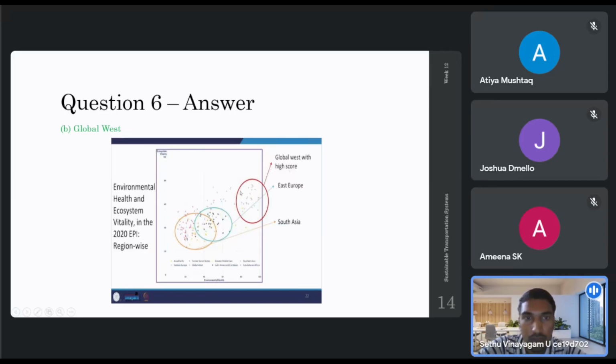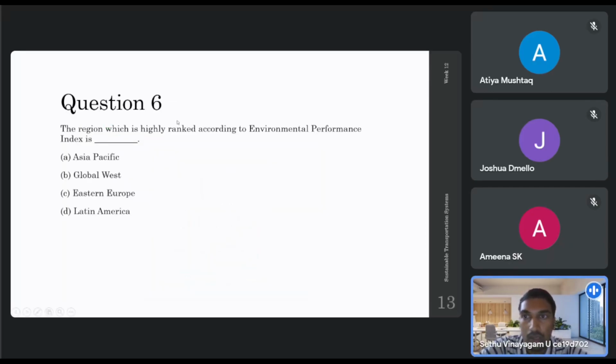Therefore, because the Global West has a high score on both vitality as well as environmental health, the EPI value will also be higher for the Global West. The question was about which is highly ranked. Highly ranked means the EPI value is higher. So the Global West will have the higher ranking according to EPI.